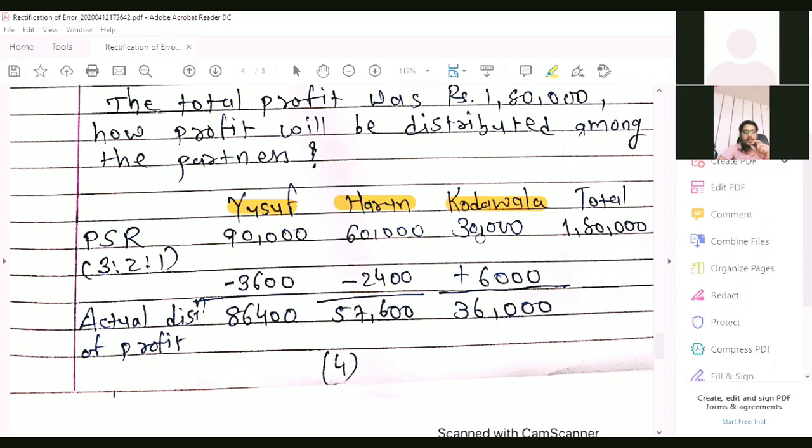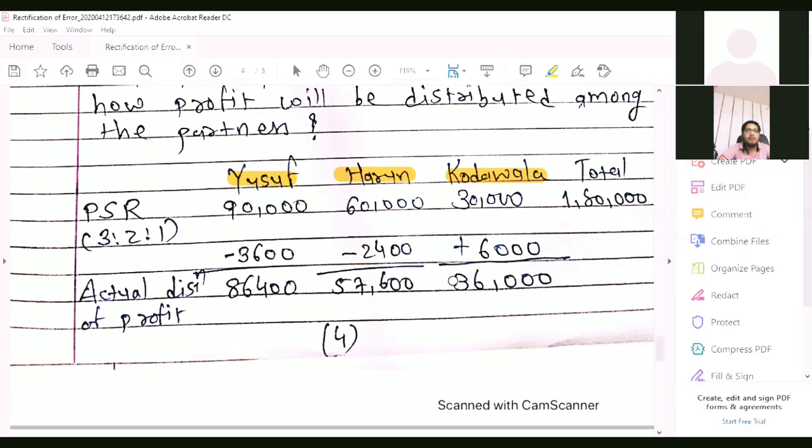So what is the balance amount? 6,000. So first of all, we'll add this 6,000. So finally, Kodawala will get 36,000. Now, obviously, this 6,000 will be given by whom? Yusuf and Harun. But try to understand, in their respective ratio, not in their profit sharing ratio. In the calculation, you might have understood.